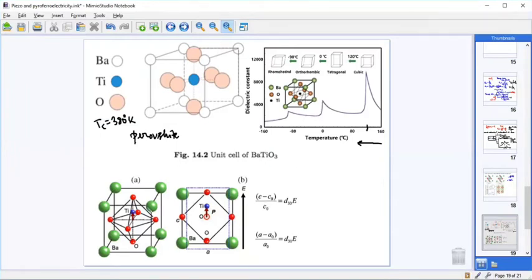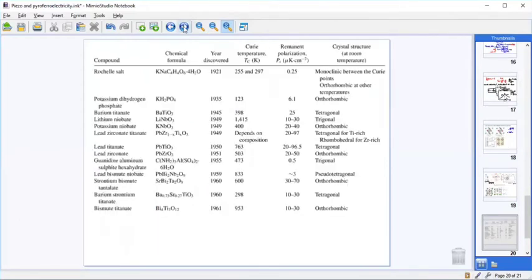The same barium titanate in different cubic and hexagonal forms. These are the typical table where you can see the transition temperature as well as the remanent polarization for different materials. Particularly for KDP, it is much lower than room temperature, but barium titanate is well above room temperature, and the remanent polarization is quite high at the tetragonal phase.